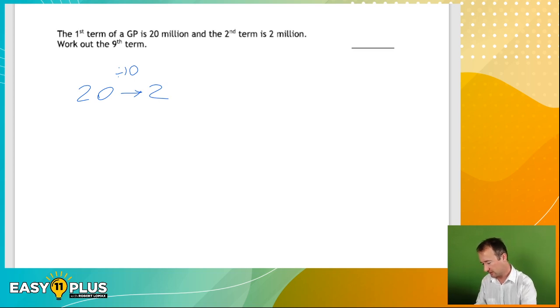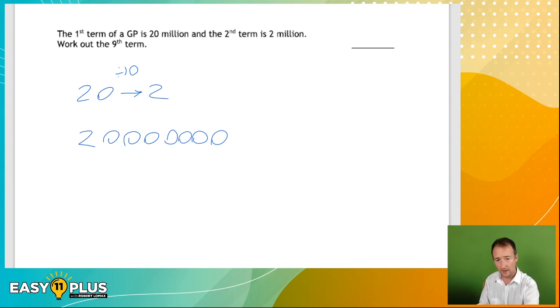Anyway, that's an aside. So we've got 20 million again. Why did I rub it out? I've just made life more difficult for myself. 20 and 6 more noughts. Now, that's going to be the first term. We want the 9th term. That's going to be the 2nd term. That's going to be the 3rd term, 4th term, 5th term. You probably know about tallies. You do 4 vertical lines, then swipe across for the 5th. Where are we? 6th term. 20 is the 7th term. 2 is the 8th term.